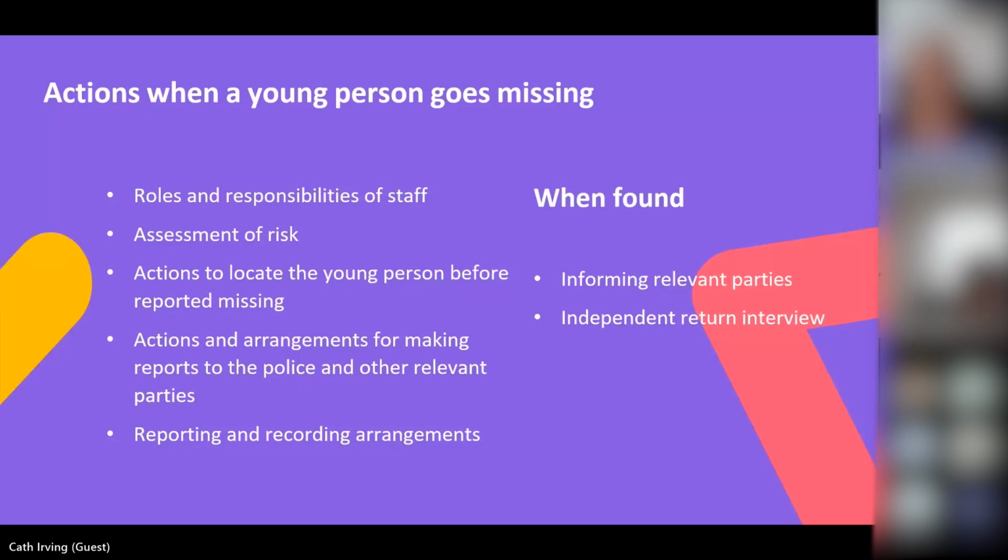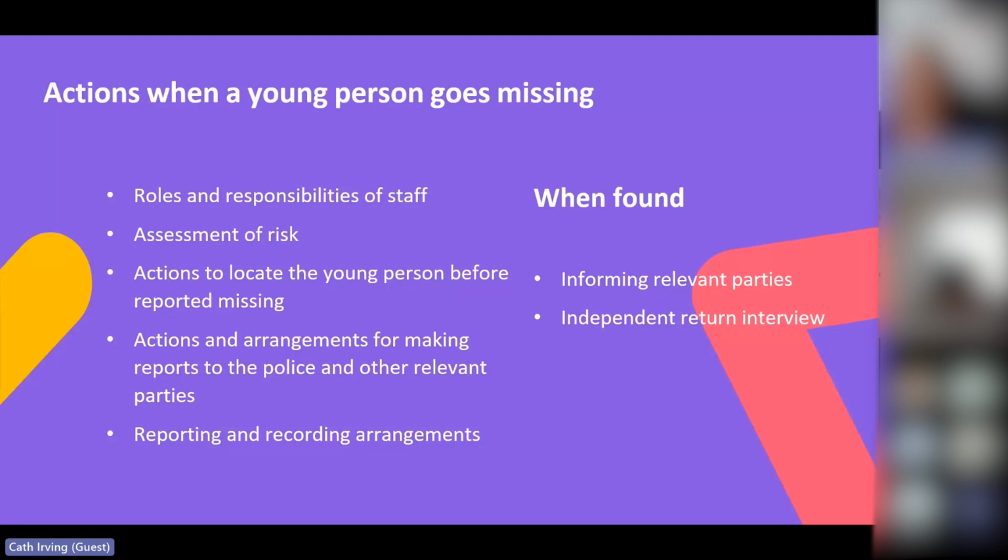If the decision is then made that they can't be found and that the police need to be informed, you need to set out within your policy what actions and arrangements you have in place for reporting to the police, the placing authority if appropriate, parents, any other persons with responsibility, and anyone else that needs to be involved. There needs to be strong recording and reporting arrangements as well. How are you going to be keeping those records of what you've done? What actions have been taken, who you've contacted, so thinking about the records that you're keeping.